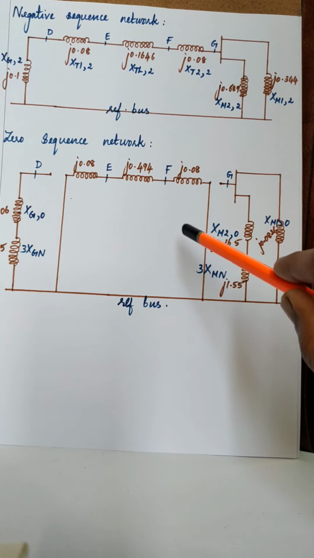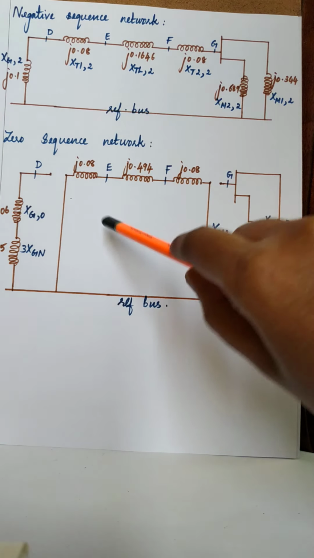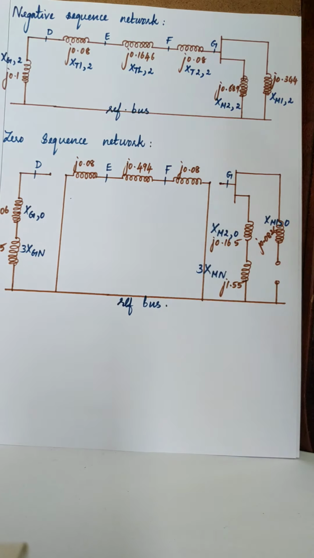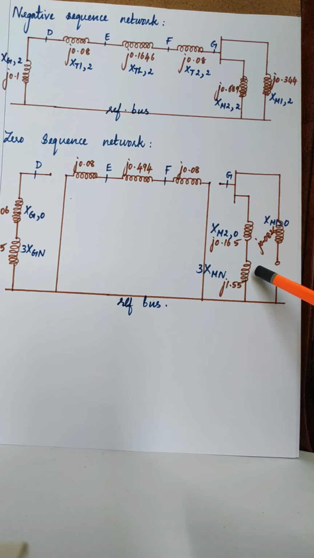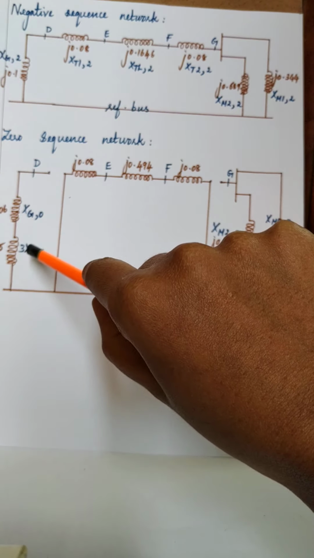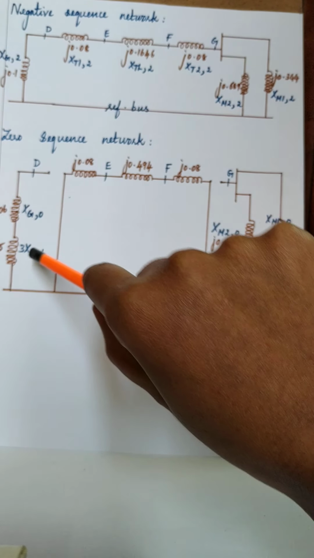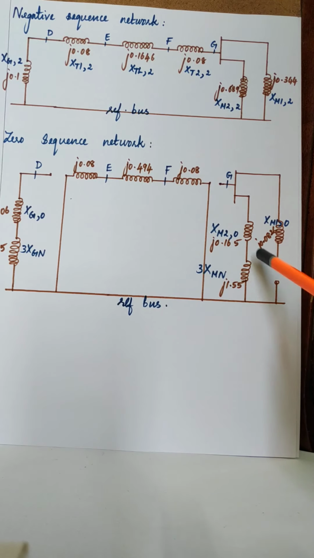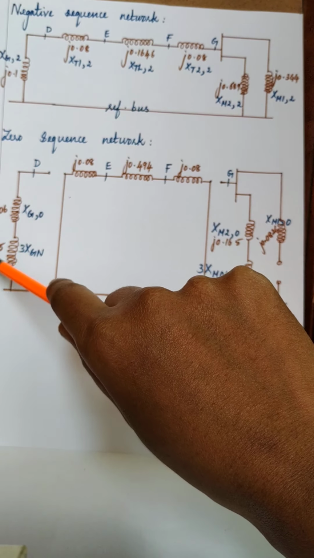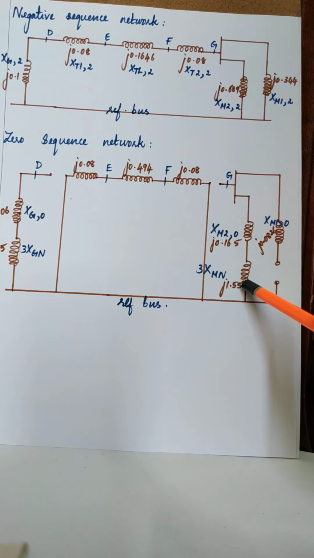Coming to the zero sequence network, you should be careful in drawing the network as well as in writing down the values. Already I told you, for the generator and motor 2, we have a current limiting reactance, which is nothing but neutral reactance. So that is 3 into Xn. For the generator I have taken it as Xgn. For the motor I have taken it as Xmn. So that we have calculated, j1.55 and j1.55.